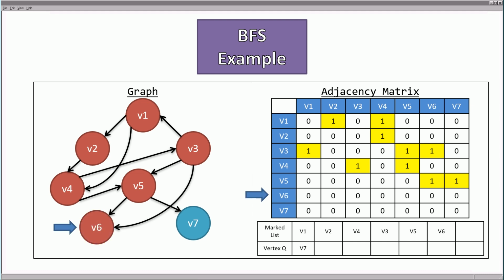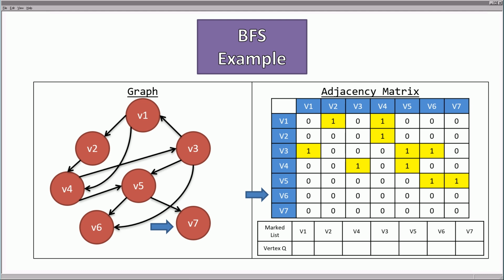There's no outgoing edges. But remember, this is Q-based. It's not stack-based, so we're not backtracking here. We're just following everything that's in our vertex Q. So what's left in our vertex Q is vertex 7. So we DQ that and mark it, and we're done. There's no more elements that have been added to this vertex Q. The vertex Q is empty, and therefore, this is our breadth first search.